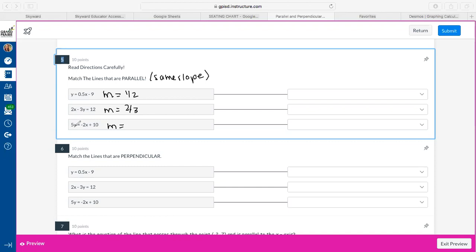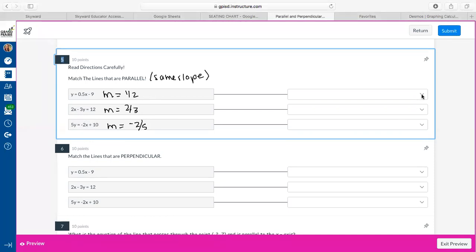So I would divide both sides by 5 because I don't want it to say 5y. I want it to say y equals. So if I divide both sides by 5, the slope would be -2 over 5. Okay, so we're trying to match which ones have these slopes.